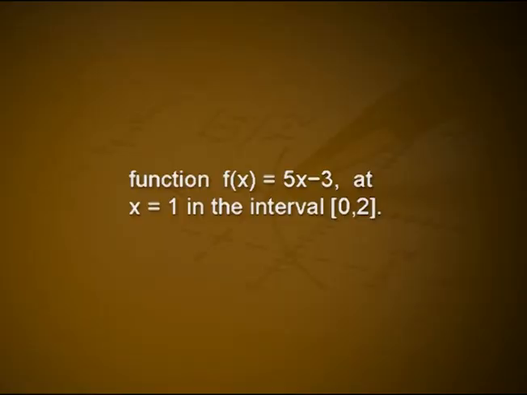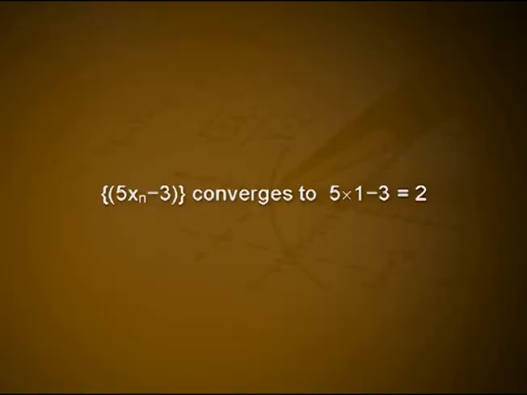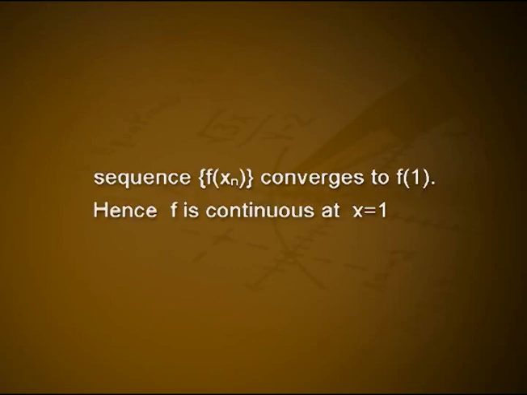In the following example, we check the continuity of function f of x equal to 5x minus 3 at the point x equal to 1 in the closed interval 0 to 2. Here f of 1 equal to 2. Suppose sequence xn is any sequence in closed interval 0 to 2 that converges to 1. For example, we take sequence 1 plus 1 by n, and this is a sequence in closed interval 0 to 2 that converges to 1. By the property of sequences, sequence 5xn minus 3 converges to 5 minus 3 equal to 2. So the sequence f of xn converges to f of 1. Hence, f is continuous at x equal to 1.